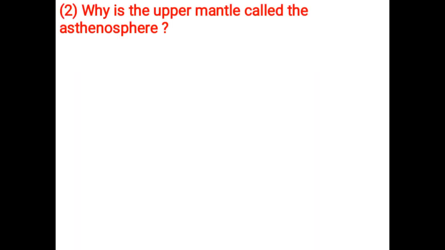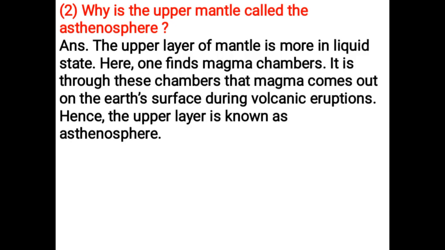Why is the upper mantle called the asthenosphere? The upper layer of mantle is more in liquid state. Here one finds magma chambers. It is through these chambers that magma comes out on the earth's surface during volcanic eruptions. Hence, the upper layer is known as asthenosphere.